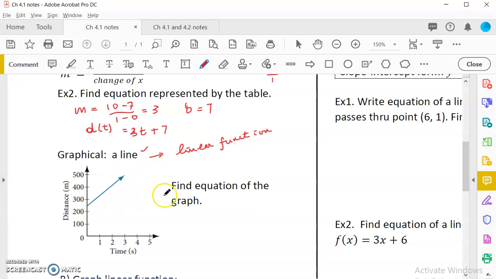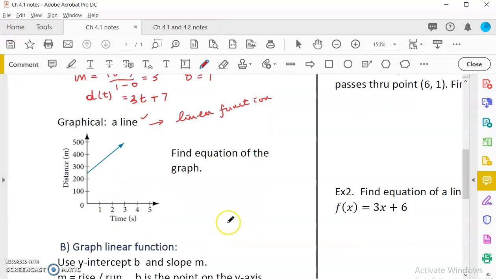So maybe our interest is in finding the equation of this graph. So we have, remember, the function should be f of x equals mx plus b.